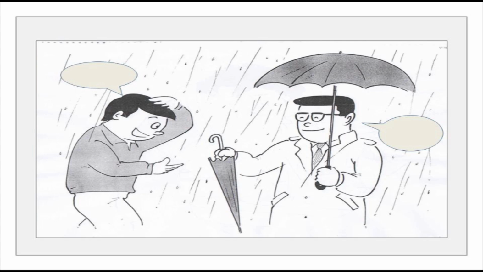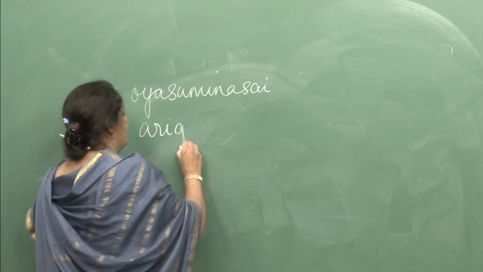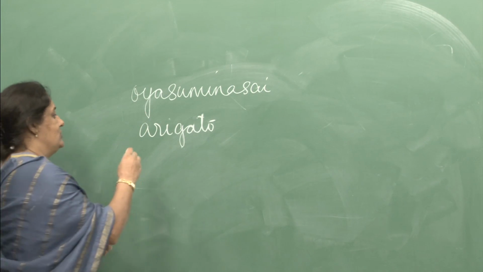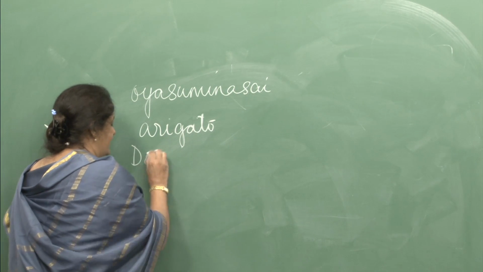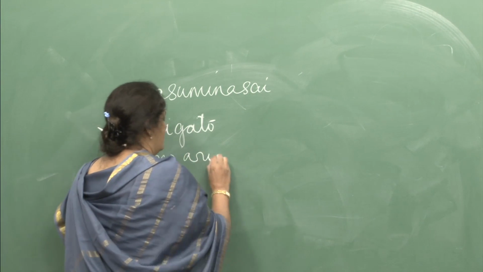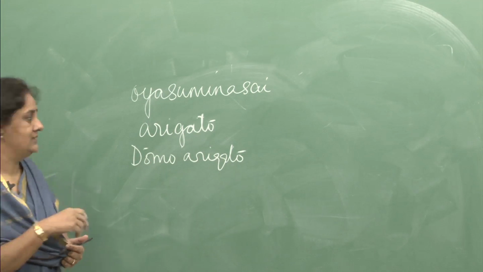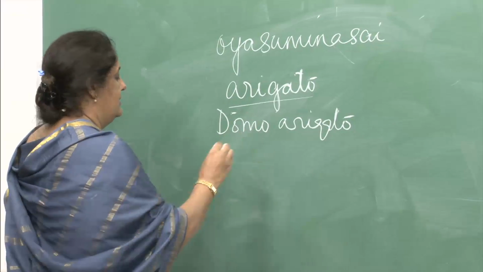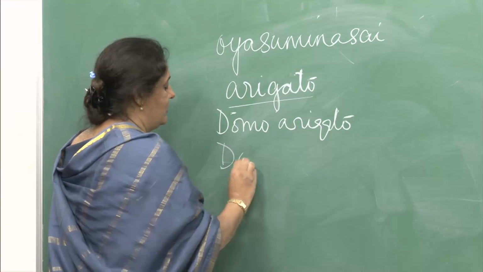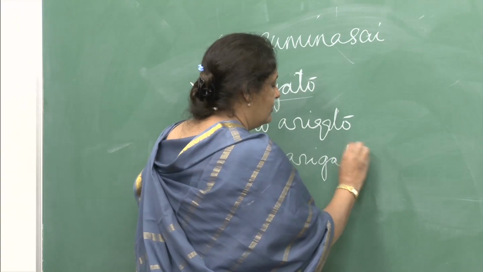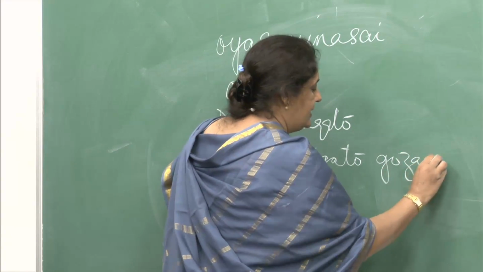Then a simple expression like thank you, which is arigato. Arigato. And then you also have domo arigato. Now, this is a little polite, this is informal, and then the most polite of them all is domo arigato gozaimasu.